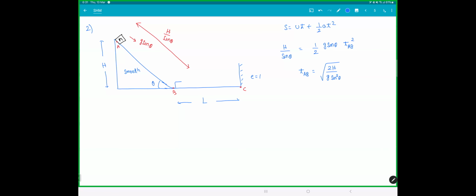Then once the block reaches the bottom, you can use conservation of energy. The speed will be root 2 gh. So time taken to go from B to C will be simply length by root 2 gh. So after hitting, again, this will bounce back. So the time period will be 2 times time taken to go from A to B plus time taken to go from B to C. Substitute and that's the answer.